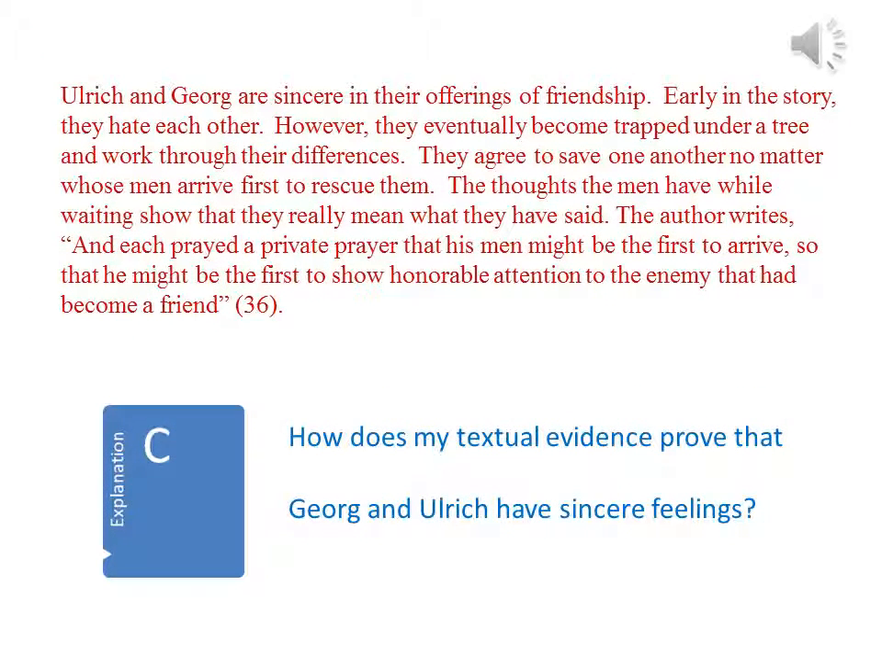Part C is the important part. I've got parts A and B assembled, but if I don't have a strong Part C, they don't really matter very much. So I need to ask, how does my textual evidence prove that Georg and Ulrich have sincere feelings? I should think through my answer before I try writing it.